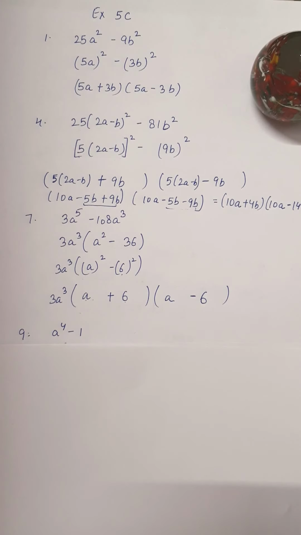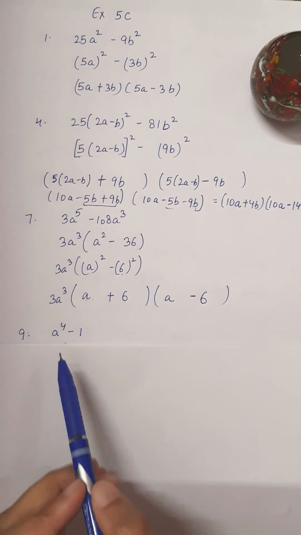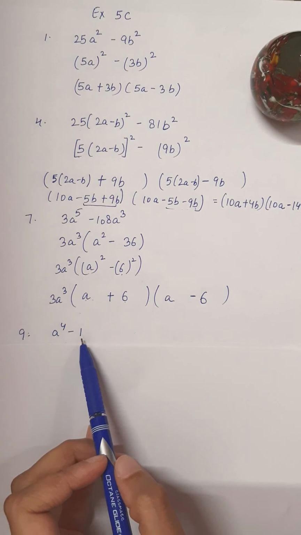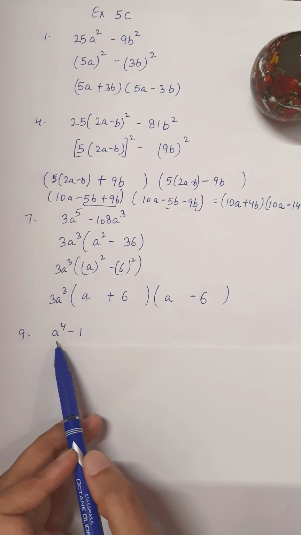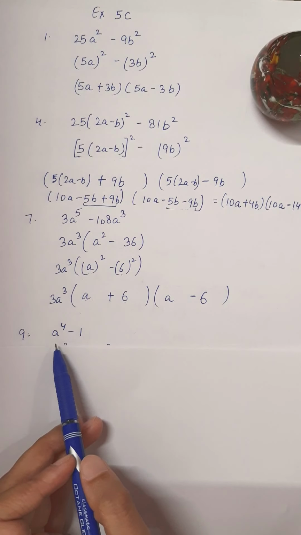Now next question is 9. a to the power 4 minus 1. As you can see, 1 is already a perfect square, and a^4 also we can write as a perfect square like this.